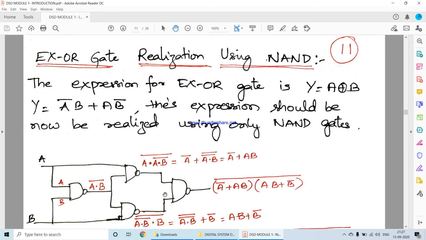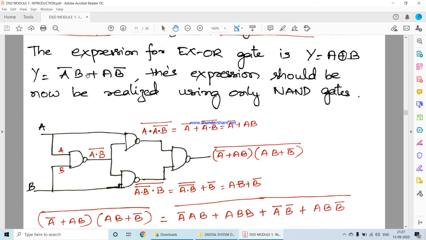We all know the expression for XOR gate is Y equals A XOR B, which is A bar B plus AB bar. So we should realize this A bar B plus AB bar as the expression we need to get as an output, but we need to use only NAND gates to realize this XOR gate. So to get that, I need A bar plus AB and AB plus B bar as the input for the last NAND gate. Then only I can get the expression A bar B plus AB bar.